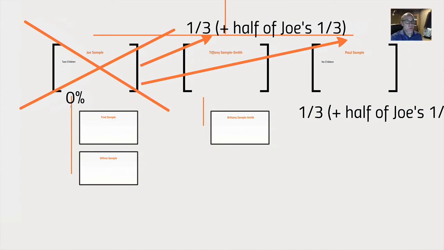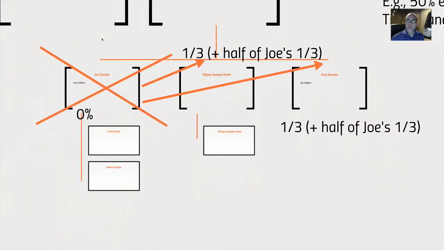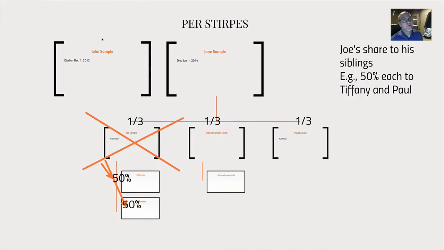That's why the more popular distribution, and I'm talking like 99% of folks, in fact more than that, almost everyone chooses per stirpes, because they want these grandchildren to inherit in the shoes of their deceased parent. So let's look at per stirpes. So here we have, remember, Grandpa John passed away December 1st, 2012. Jane passed away January 1st, 2014.